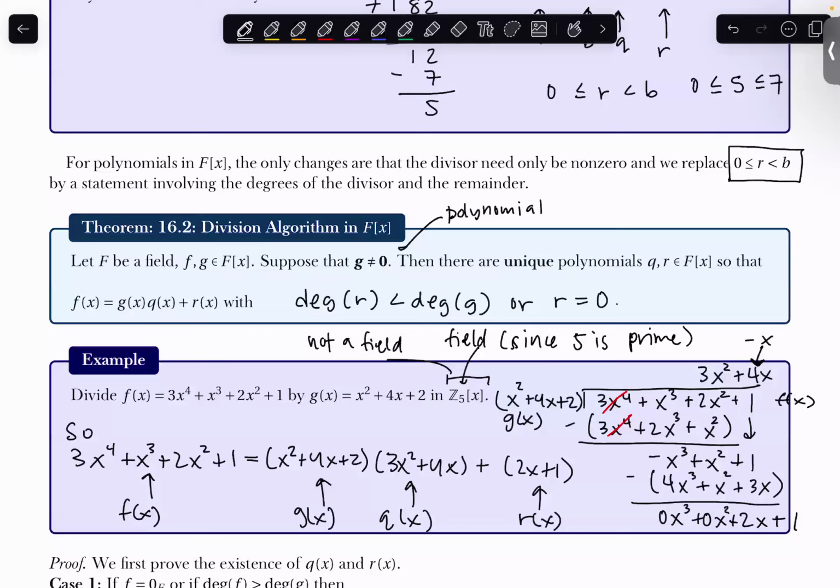Right, so this is just regular polynomial division that you've seen before. But now we're saying when I have a field for my coefficients, I have a unique way to do this. And I can give you more information about the remainder. The degree of the remainder has to be smaller than the degree of what you're dividing by. Or it's the 0 polynomial if it divides it nicely, right? There's no remainder showing up.